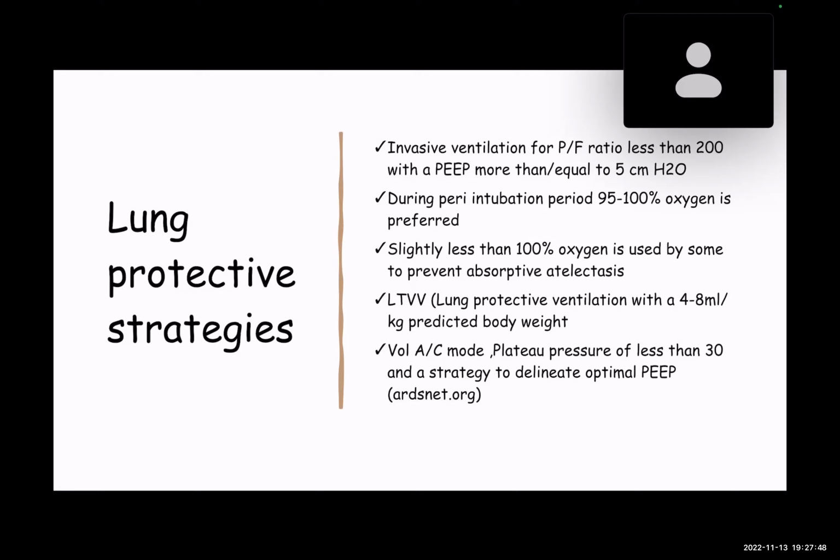This has been based on a meta-analysis of three trials: LOVS, ALVEOLI, and EXPRESS. These are the three trials which were done to assess PEEP in ARDS, and they used different combinations. The meta-analysis showed that high PEEP in moderate to severe ARDS reduced mortality slightly as compared to low PEEP. So the recommendation is to use higher PEEP in moderate to severe ARDS and low PEEP in mild ARDS. This is the evidence. These are the guidelines also in the Surviving Sepsis guidelines. So try to use a slightly higher strategy if possible.